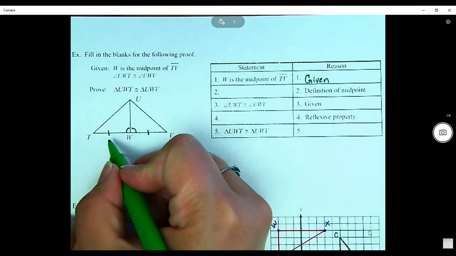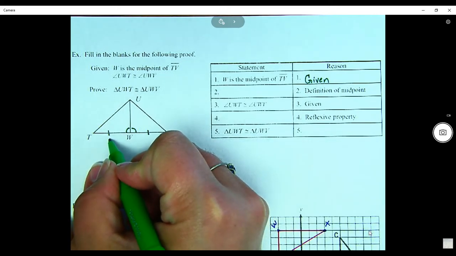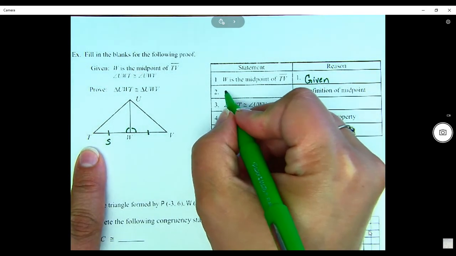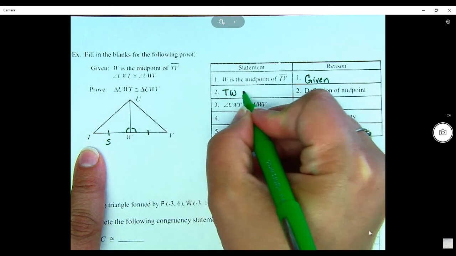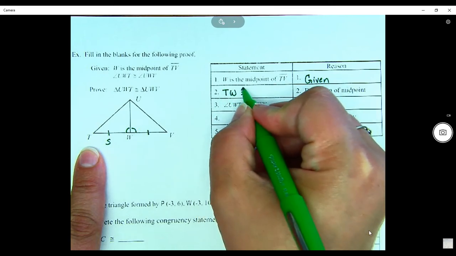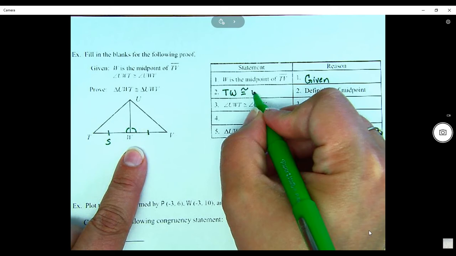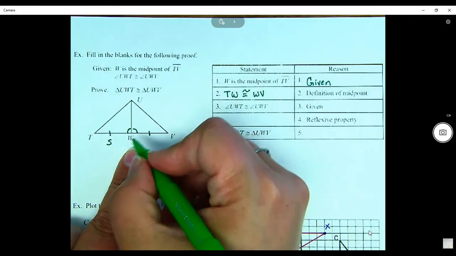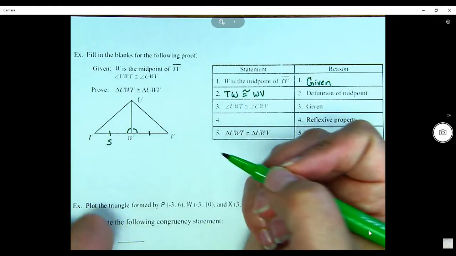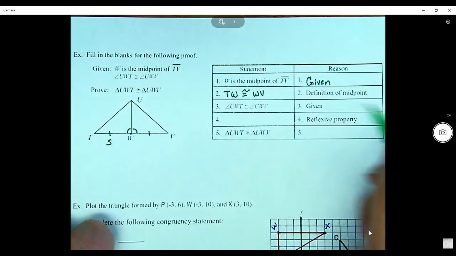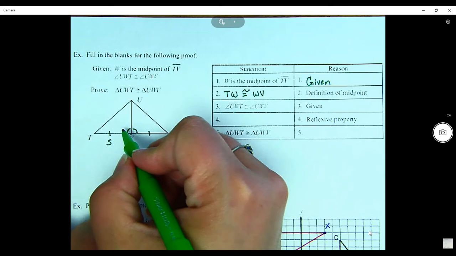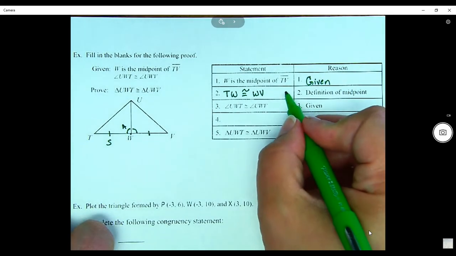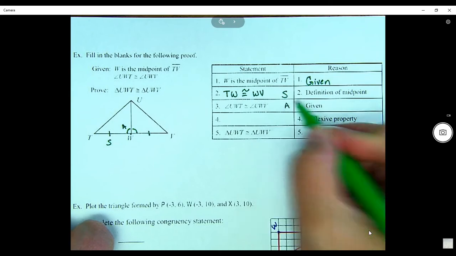Oh, that's actually a side of each of these triangles. So I can say that TW is congruent to WV by the definition of a midpoint. So because this is a midpoint, these two segments are congruent. That right there is our midpoint. And then I've got these two angles that are congruent, right? So I've got a side already, and I've got an angle.